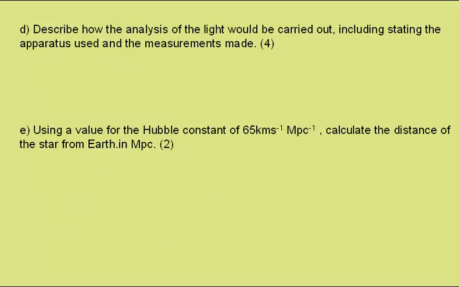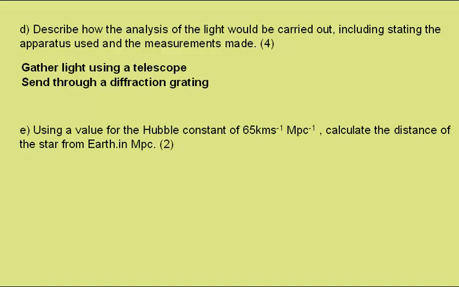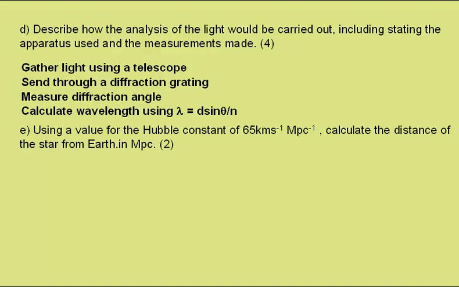Part D, describe how the analysis of the light would be carried out, including stating the apparatus used and the measurements made, for 4 marks, so we're looking for 4 good points here. Well, the light would be gathered using a telescope, sent through a diffraction grating. We would measure the diffraction angle and then calculate the wavelength using the equation wavelength equals d sine theta over n, where d is the gap between the lines on the diffraction grating, theta is the angle of diffraction, and n is the order of the diffraction line.